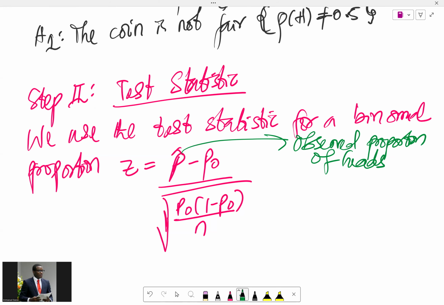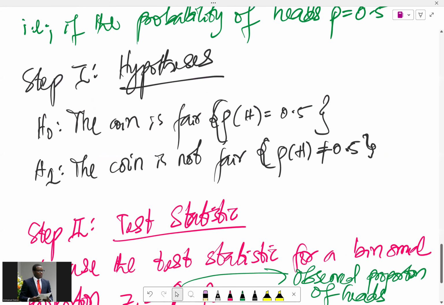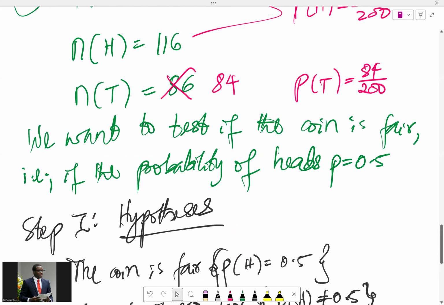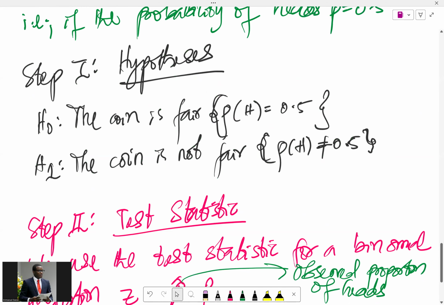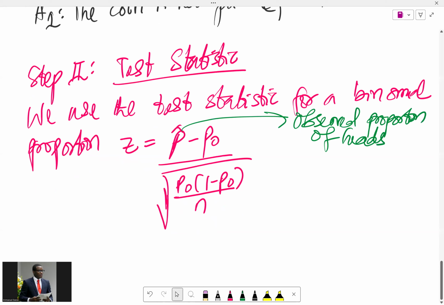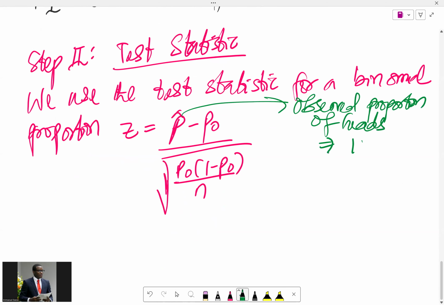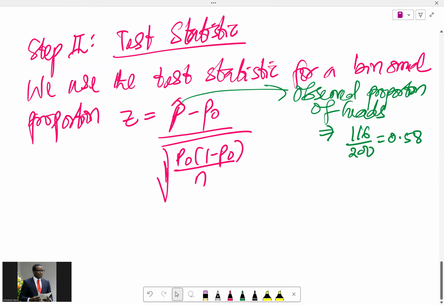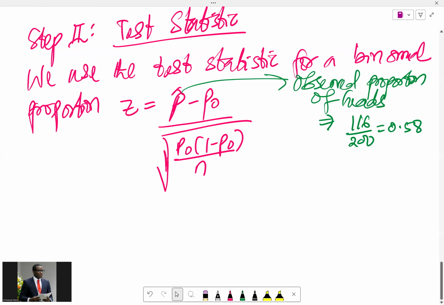That will be what I put up there the other time. We had 116 heads, right? So the observed proportion of heads is 116 over 200, which is like 58 over 100. That is 0.58.